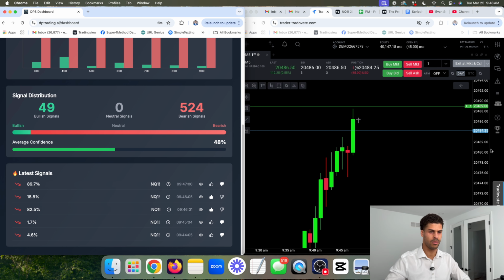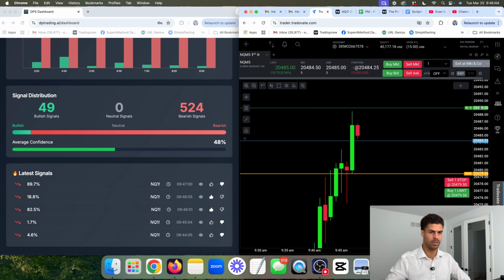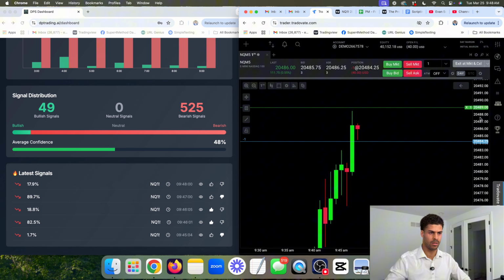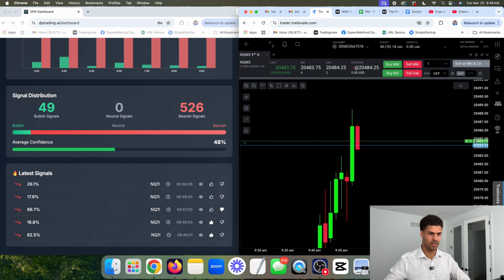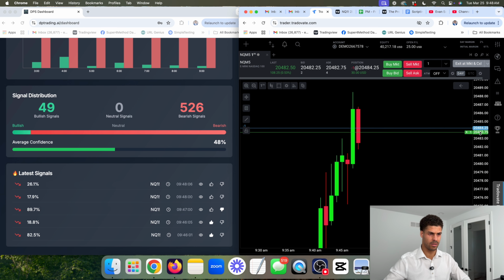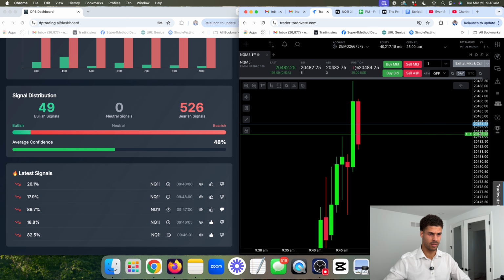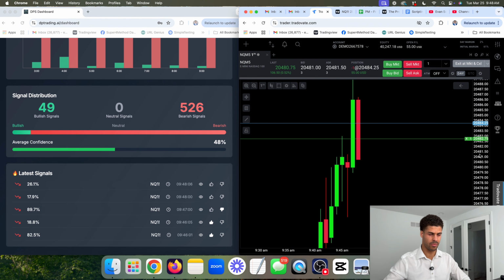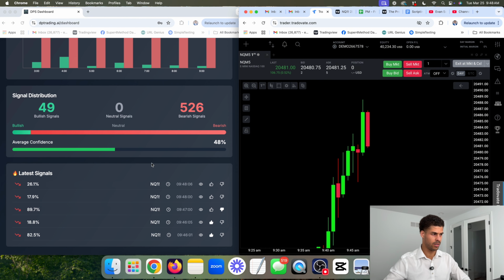Okay, new signal here. Short with low confidence. Doesn't mean good things for us. There it is. Nice. Nice. Retrace that entire candle. I like that. Nice.